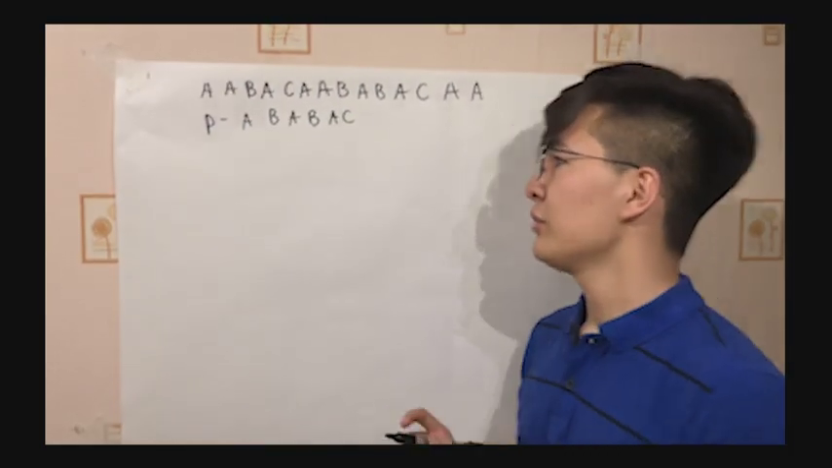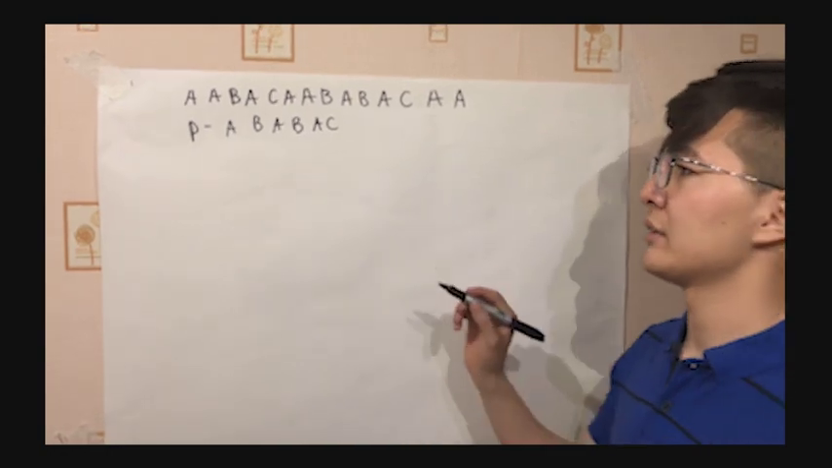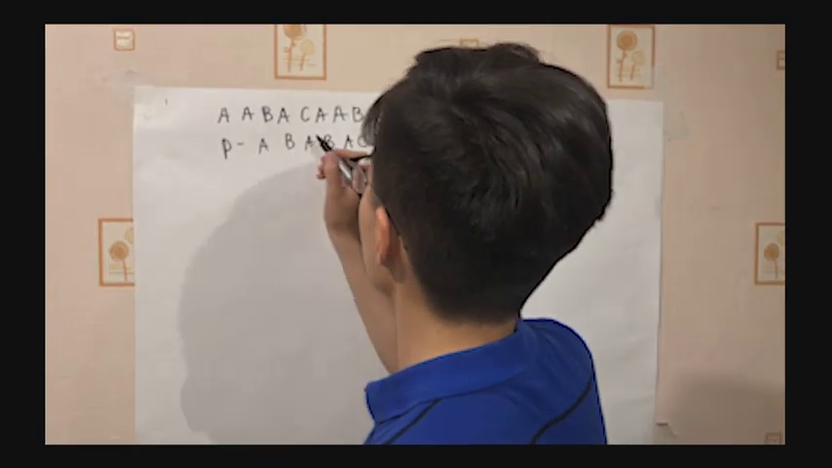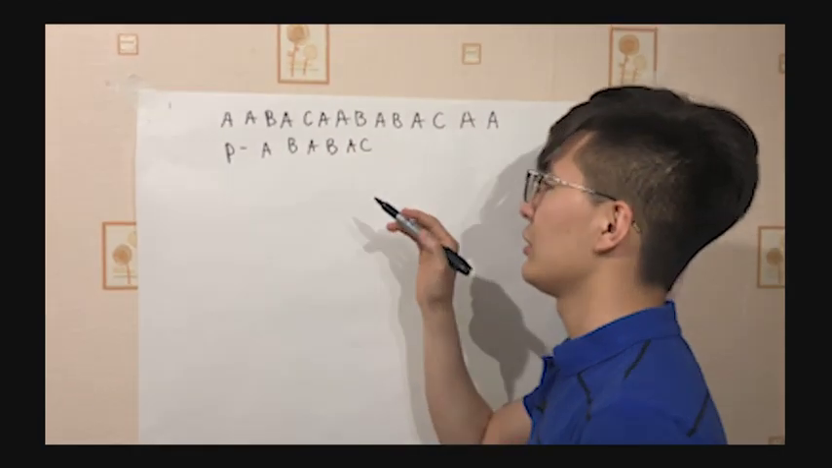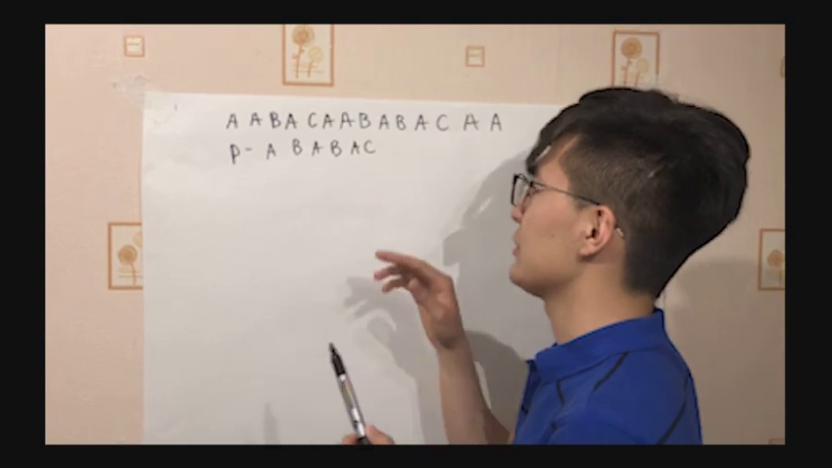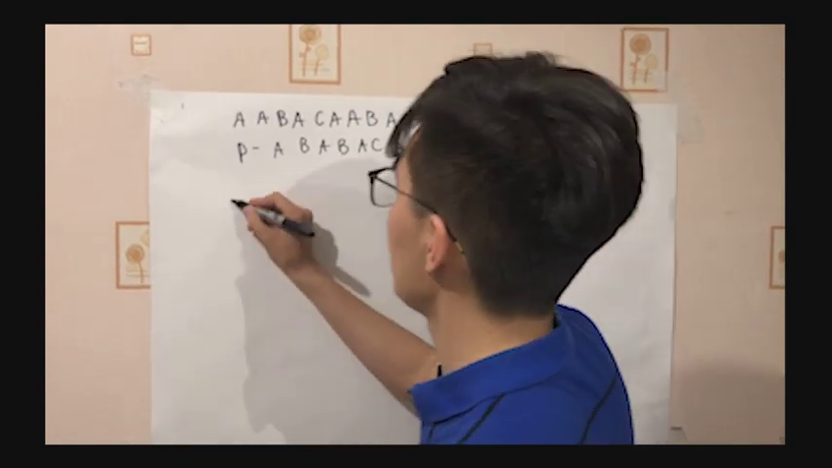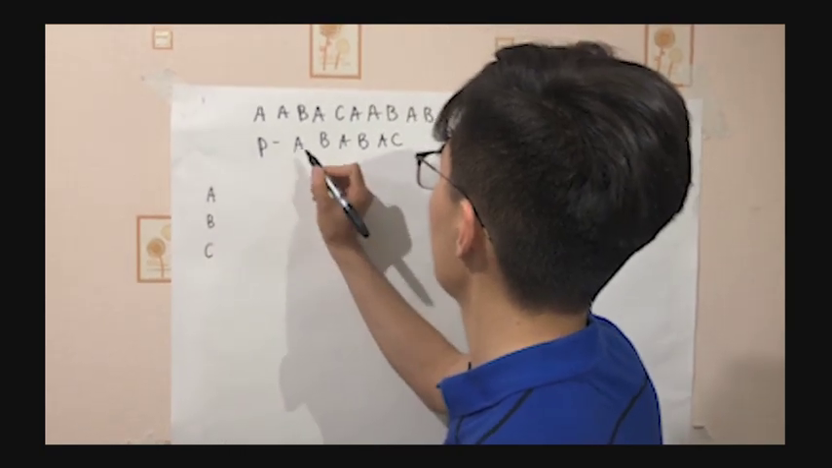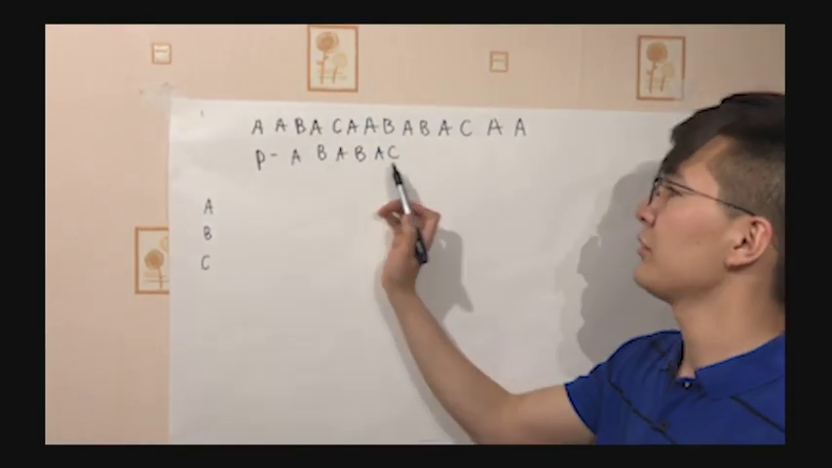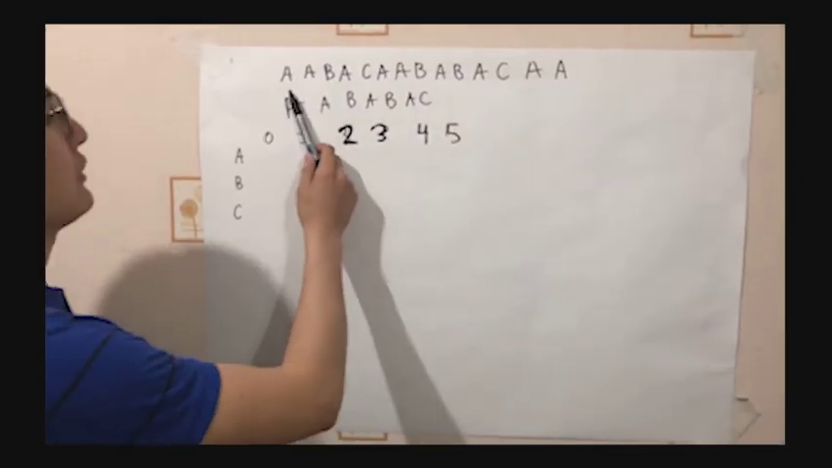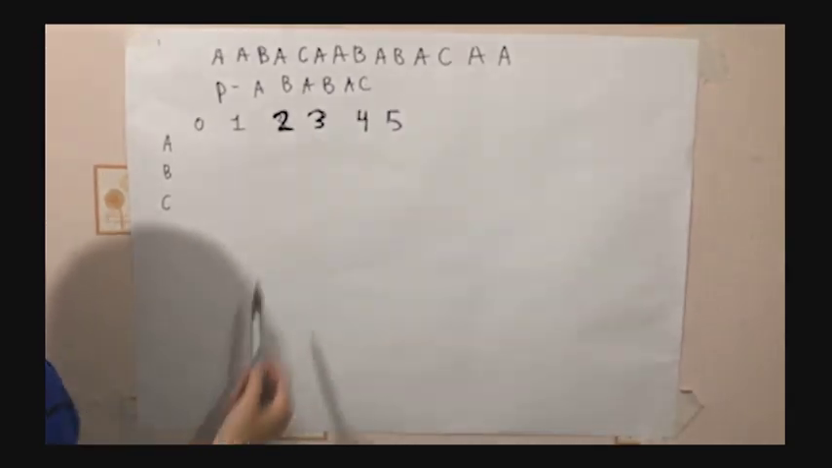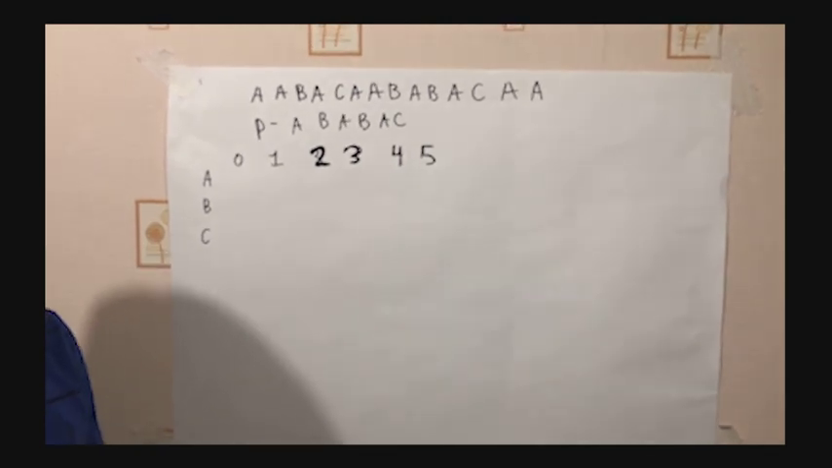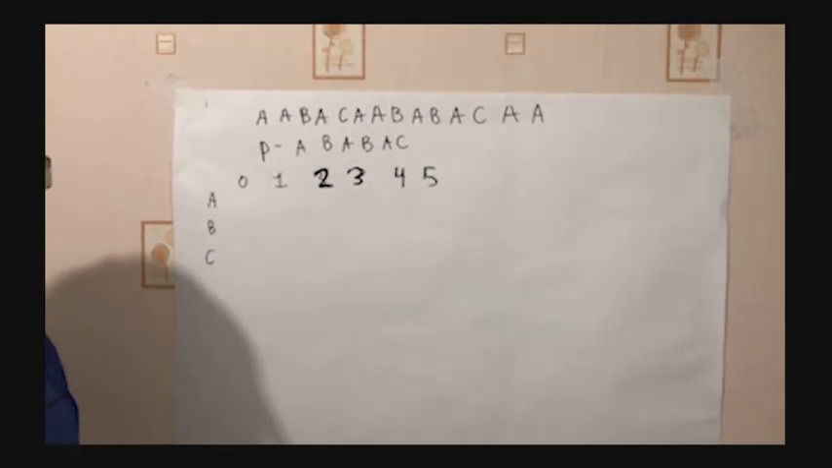In KMP, first we should write the table. The table consists of the letters from the pattern, in our case A, B, C. As you see, this is our string and this is our pattern. Now we should use the DFA and find this pattern in this string.